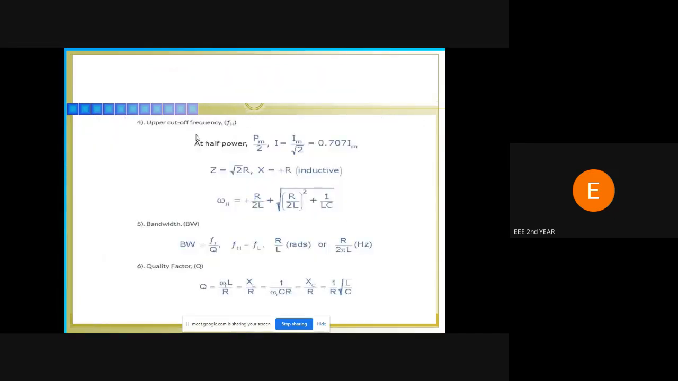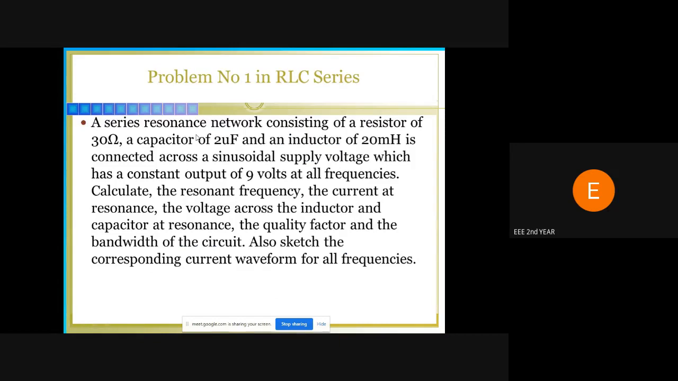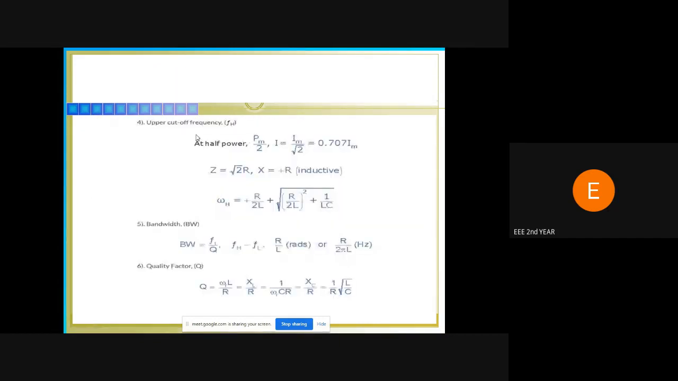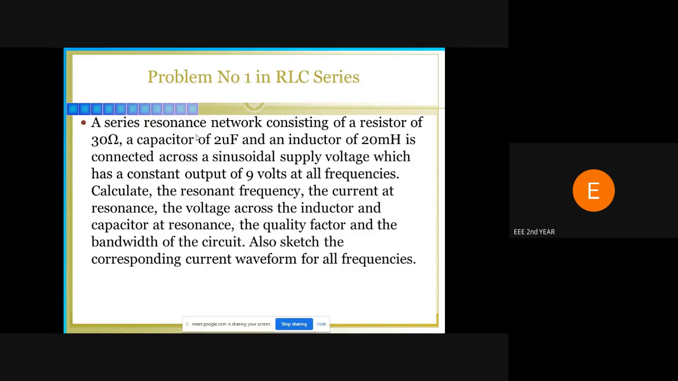Okay, so up to this, we just recollected and revised the terminologies used in the series resonance topic. Next, we will discuss the problem. So see the problem, and read the problem which is shown.